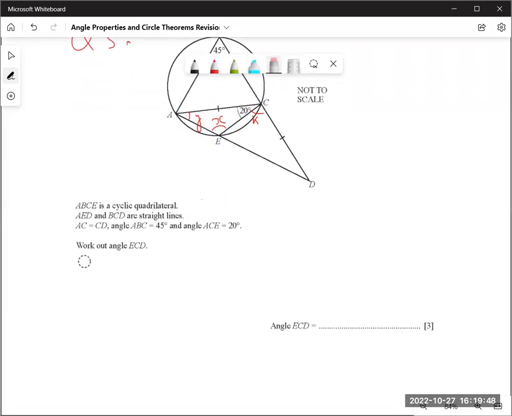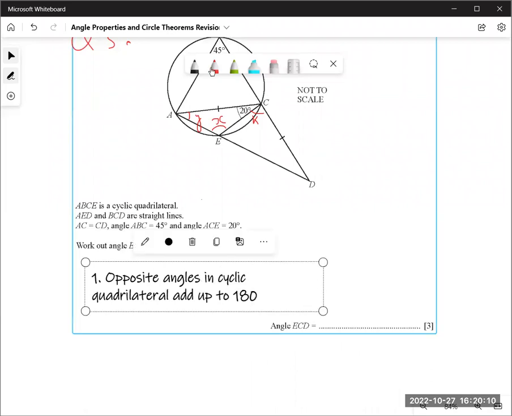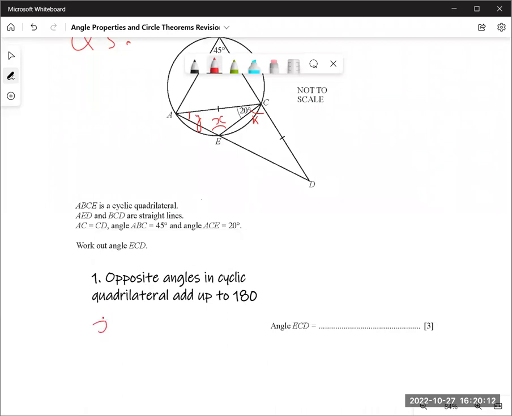Cyclic quadrilateral. So what do we know about a cyclic quadrilateral? The opposite angles add up to 180 degrees. First step: 180 must equal X plus 45. Therefore, X is equal to 135.